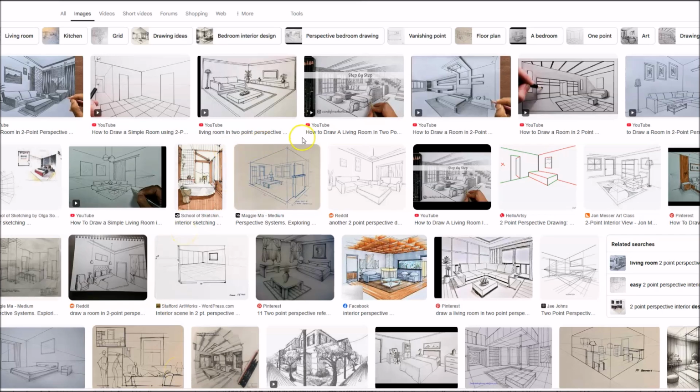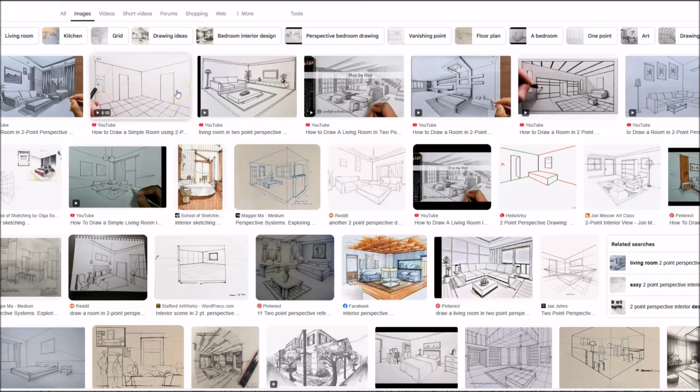So here's a bunch of images of 2-point perspectives. We'll take this one up here. We see that there's one point on the left here, and these wall lines converge to that point. And then somewhere off to the right, there's another point where these wall lines converge. So that's our second point. But the vertical lines are all parallel and don't converge up or down.